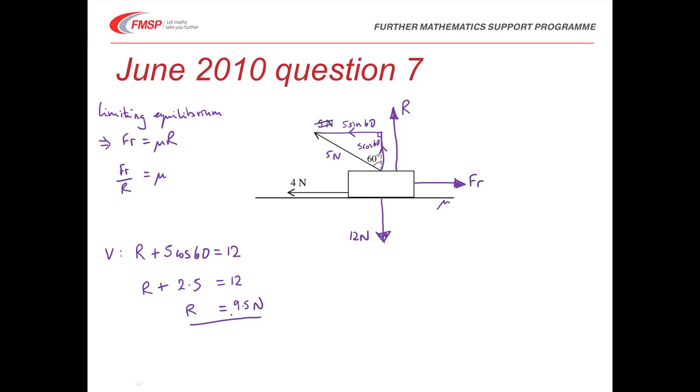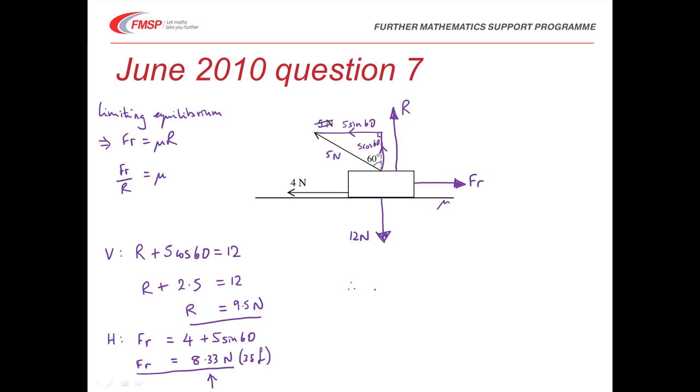And therefore, if I want to consider my horizontal components, well, to the right I have friction, and to the left I've got the 4 newtons force and the component of the 5 newtons force, which is 5 sine 60 to the left. Unfortunately, 5 sine 60 isn't such a tidy thing, and simply calculating this gives me an answer of 8.33 newtons to 3 significant figures. And again, store that answer because we shall use it later on.